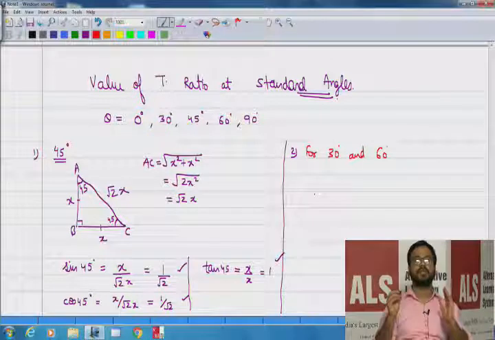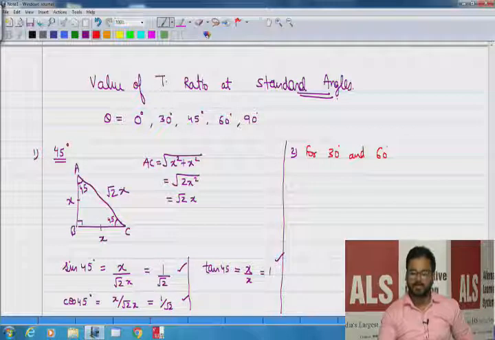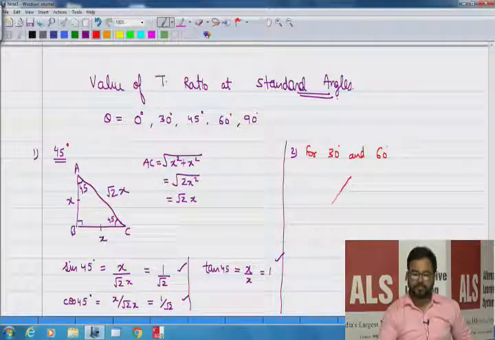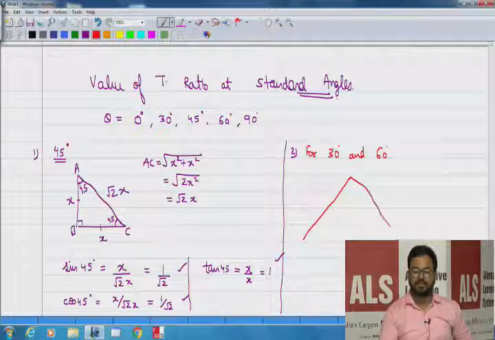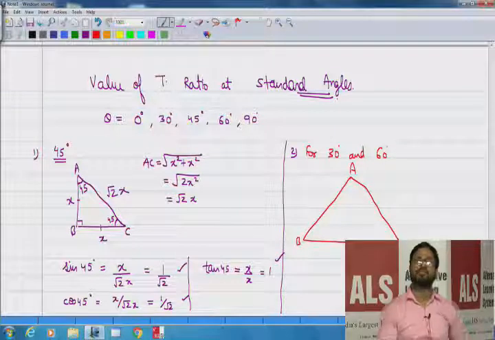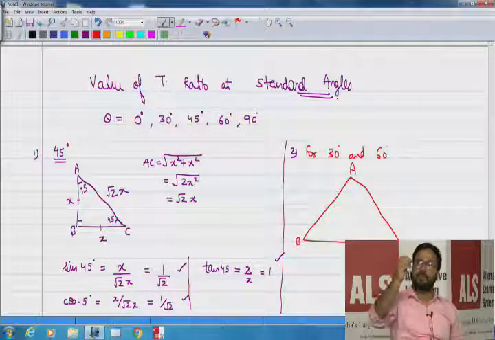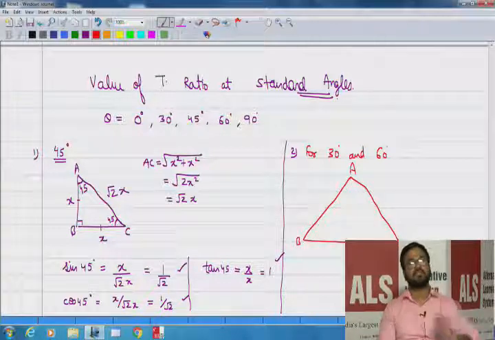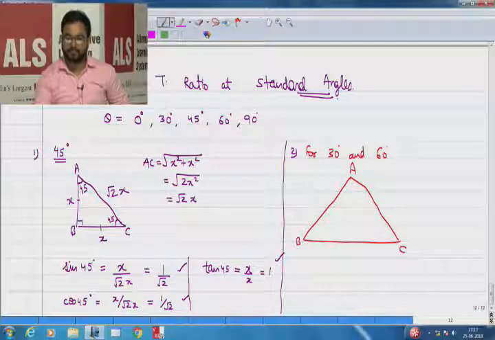Now for 30 degree and 60 degree, what we have to do, we have to consider an equilateral triangle, because 60 degree angle is found in equilateral triangle. So let's say this is my equilateral triangle, and in the 9th class also you must have studied that when we draw a perpendicular in an equilateral triangle from one of the vertex, it divides the opposite side in two equal parts.